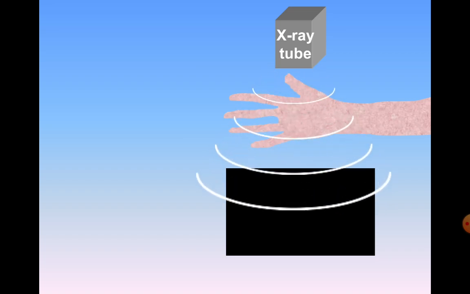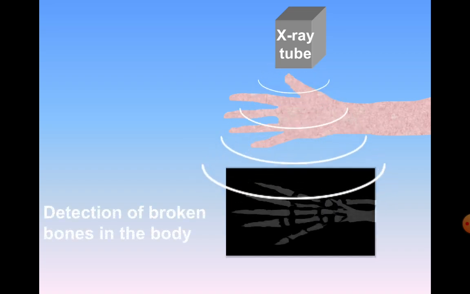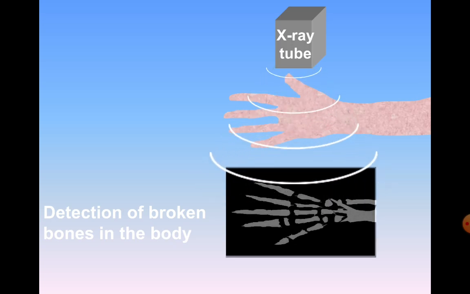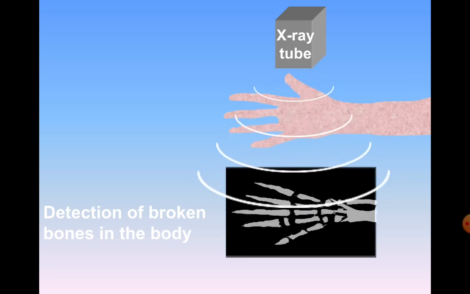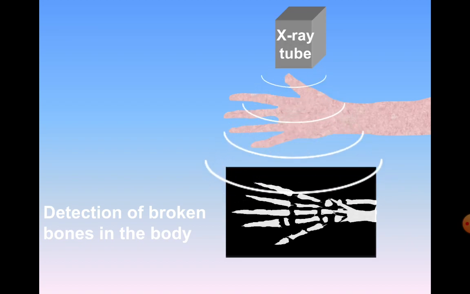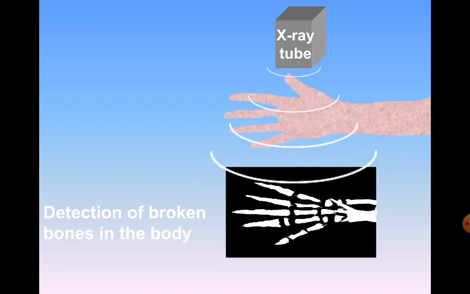Here's the X-ray tube, and it's used to detect broken bones. And you see, there's some broken bone there, I believe, here on the right.